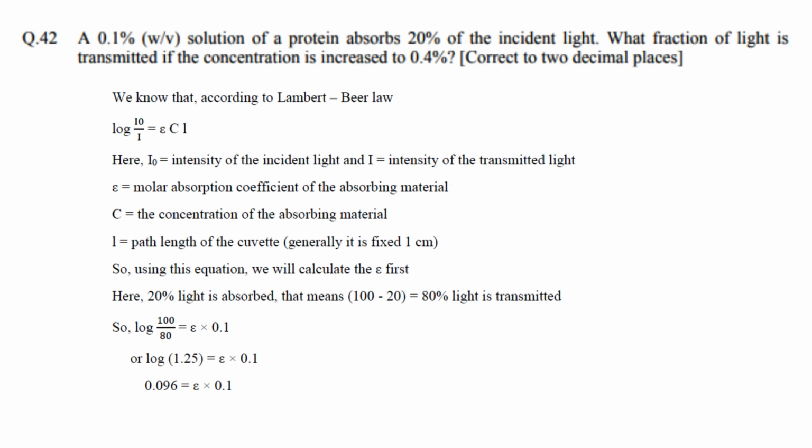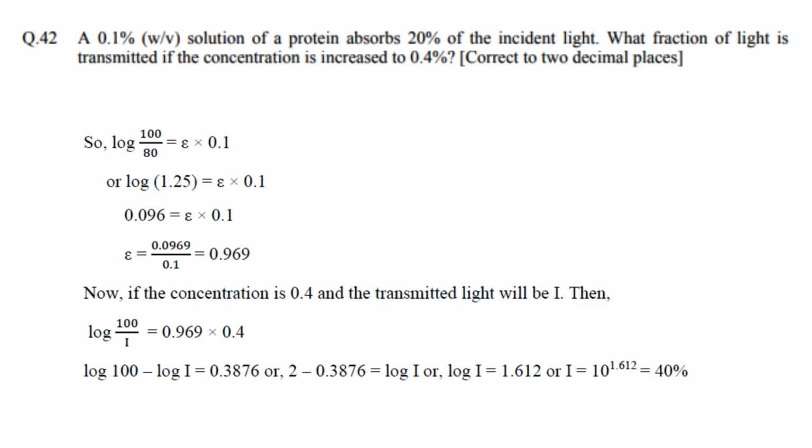So using this equation, we will calculate the epsilon first. Here 20% light is absorbed, that means 80% light is transmitted. So log 100 by 80 is epsilon into 0.1. So epsilon is 0.969. Now if the concentration is 0.4 and the transmitted light will be I, then log 100 by I is 0.969 into 0.4. And when we simplify this, the value of I is 40%.